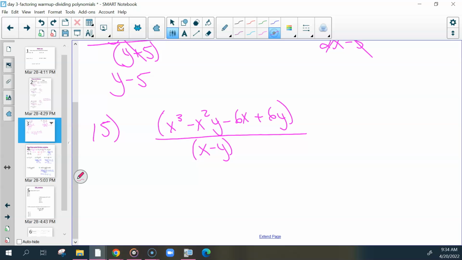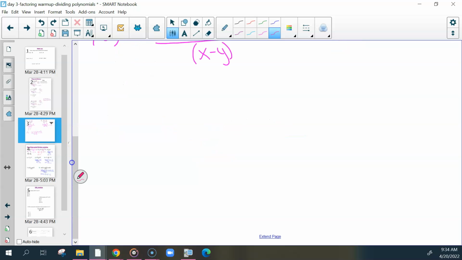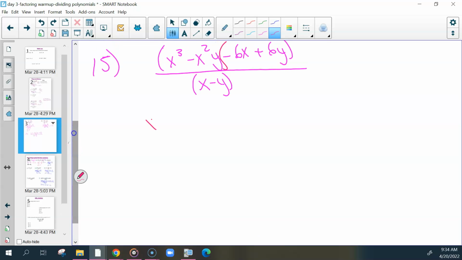Right. So with all of these, you have to be able to recognize what type of factoring you are using. So what could we divide out of the first two? X squared, leaving x minus y. And then what could we divide out of the second two? Negative 6, leaving negative x and y. So we switch. Since we took out that negative, x minus y.